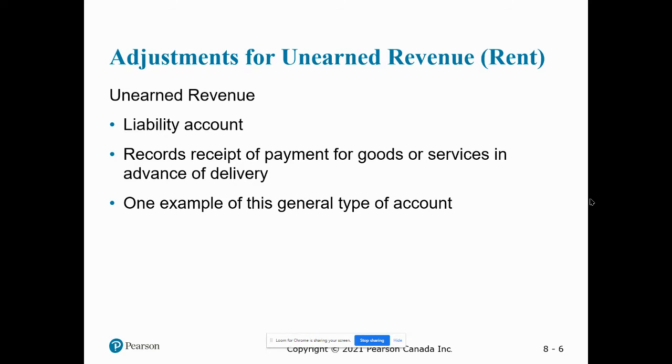So we need to account for those deposits because they're not earned revenues. Revenue is earned once the service has been provided or once the merchandise has been sold. When someone gives you a deposit, that's an unearned revenue. Unearned revenue is a liability account. So liability accounts and revenue accounts work the same as far as debits and credits go. A credit increases the value of a liability. A credit increases the value of a revenue. So it works the same, but this unearned revenue account sits on the balance sheet.